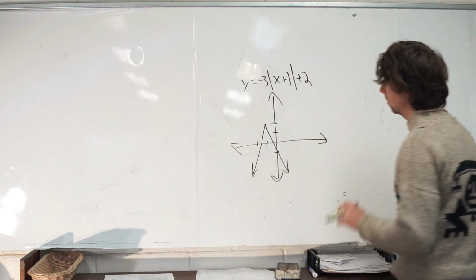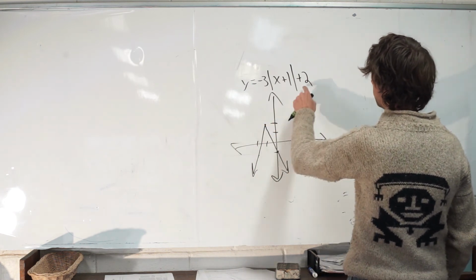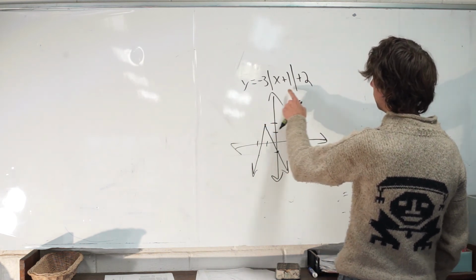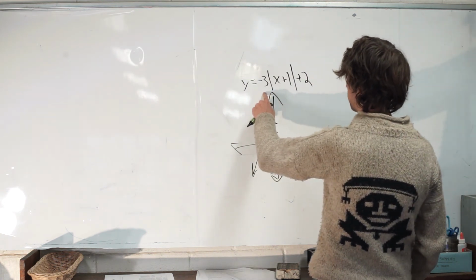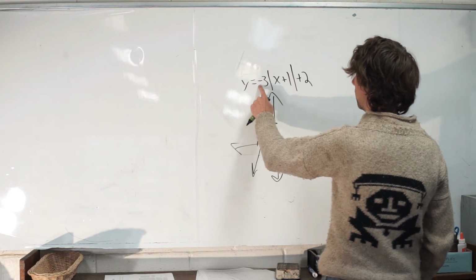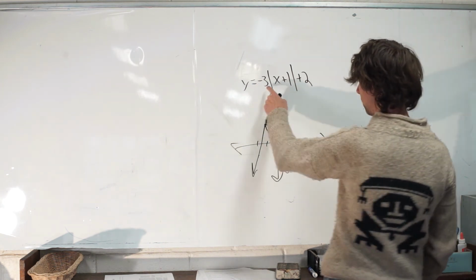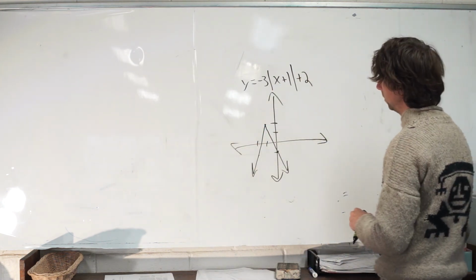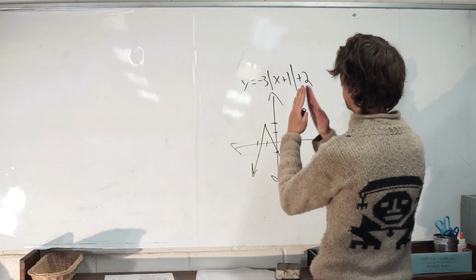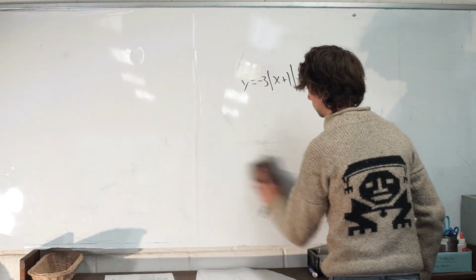Okay, so just running through that one more time. First I found the point of the vertex, and that was by going up or down this many places, and left or right this many places. And then I looked at the stretch and the direction. The direction is determined by whether this is positive or negative, and the stretch is just determined by that number. So if this was a small fraction, it would be a very wide sort of V. And if this is a large number, it'll become very, very narrow. Okay. I hope that is relatively clear.